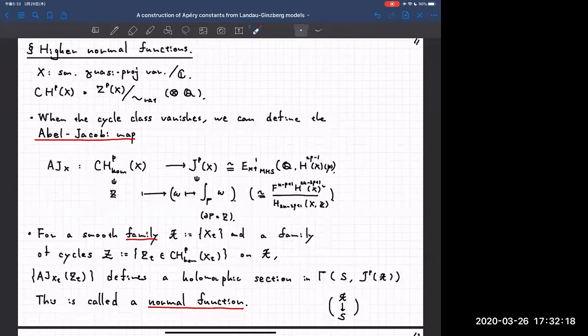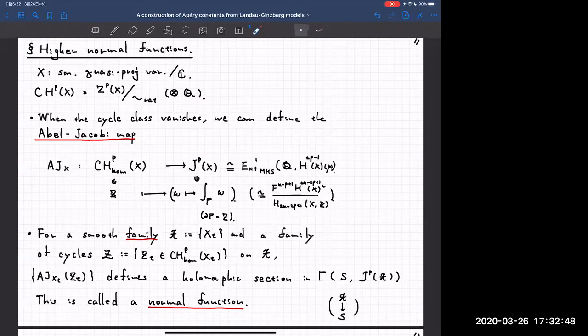So we should consider the Chow groups CH^p(X). It is given by Z^p(X), which is a formal sum of the subvarieties, and we take the rational equivalence. It is a kind of generalization of the linear equivalence for the divisors. And in this case, I want to ignore the torsion part. So when I just write CH^p(X), it means CH^p(X) tensor Q.